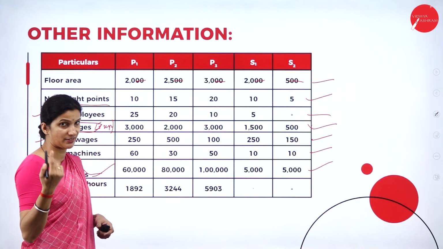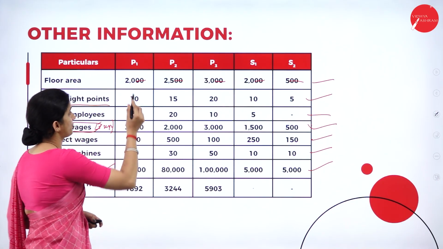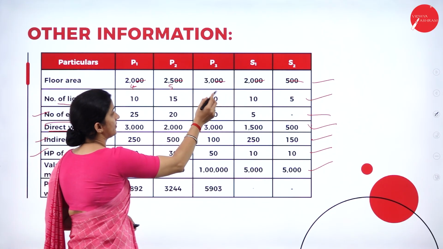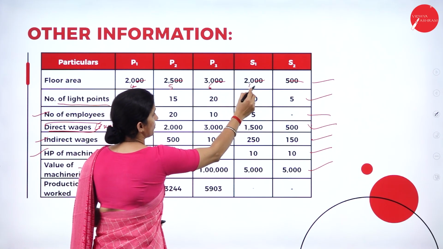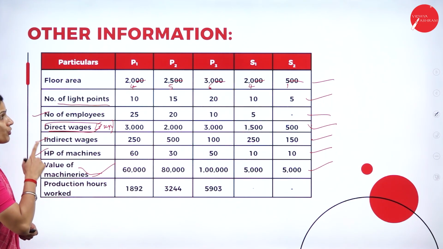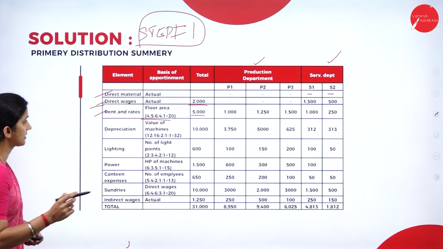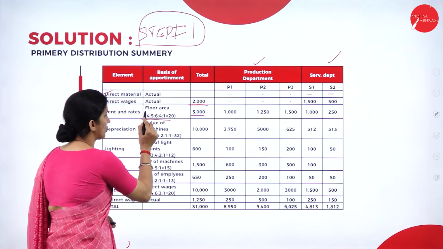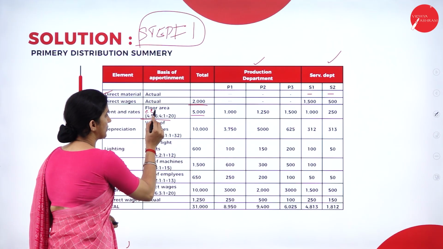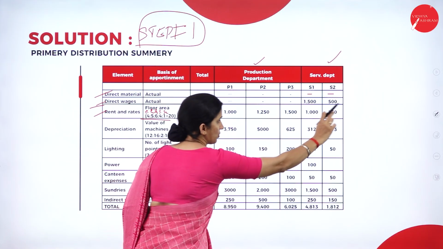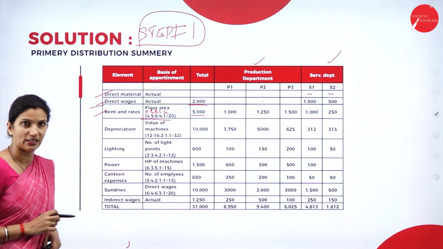We can simplify by taking the common factor, it is 5. So 5 4s are 20, 5 5s are 25, 5 6s are 30, 5 4s are 20 and 5 1s are 5. So your simplified ratio is 4:5:6:4:1. So that ratio we have taken here. So 5000 in this ratio, this is for P1, P2, P3, S1, S2. So we will allocate to all the departments by taking that ratio.